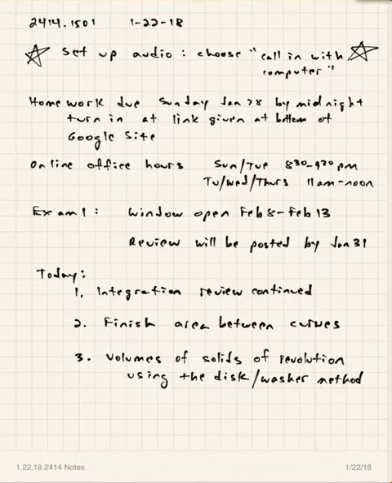Exam 1: we're already beginning to think a little bit about Exam 1, even though we've really just started the semester. The window for Exam 1 goes from February 8th through February 13th. And I will be posting a review for that by January 31st, and that's just next week. So next week you get a review that'll be about a week ahead of the actual window for Exam 1.